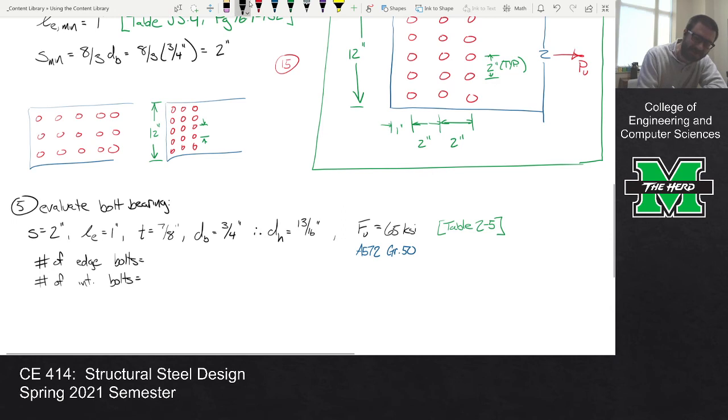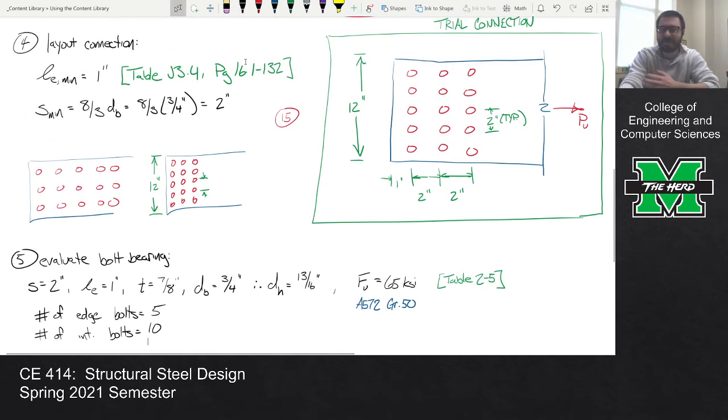So this is going to be 5, and this is going to be 10. Yeah, Mr. Bauer, you're completely right. Thank you for that. But everything else is the same. It's the same bolt spacing, the same edge distance, the same thickness. Everything else is the same.